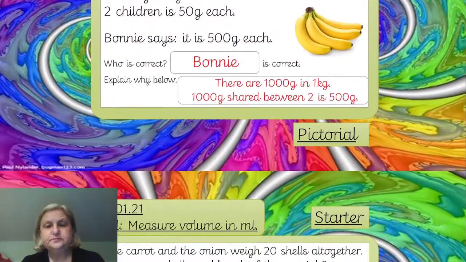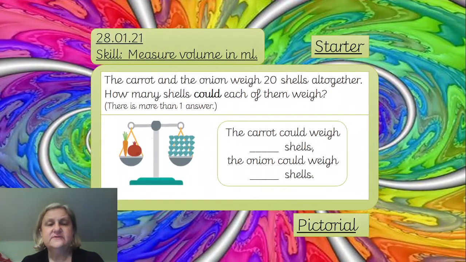Okay, so we've got the starter for our calls today. We've got a carrot and an onion, and together they weigh 20 shells. How many shells could each of them weigh? So there's more than one answer to this. Okay, so it's not defined. You know, what could they weigh between them? Okay, so one would weigh part of this and the other would be the other part. Okay, that's a clue for you. Have a go. There's lots of different answers here.